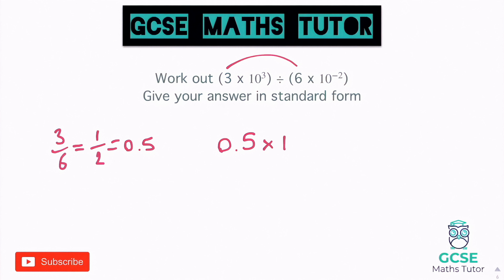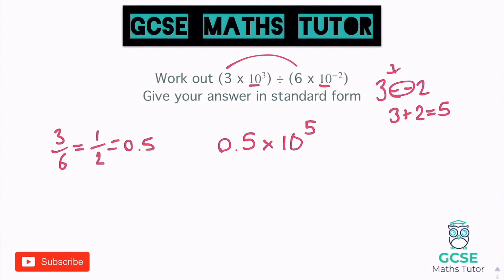And then we've got that times 10 to the power of, and again, subtracting the powers on these. So we've got 3 take away a negative 2 on the second one, and 3 take away negative 2 turns into a plus. So we have 3 plus 2, which gives us a power of 5 for this one. So we have 0.5 times 10 to the power of 5.